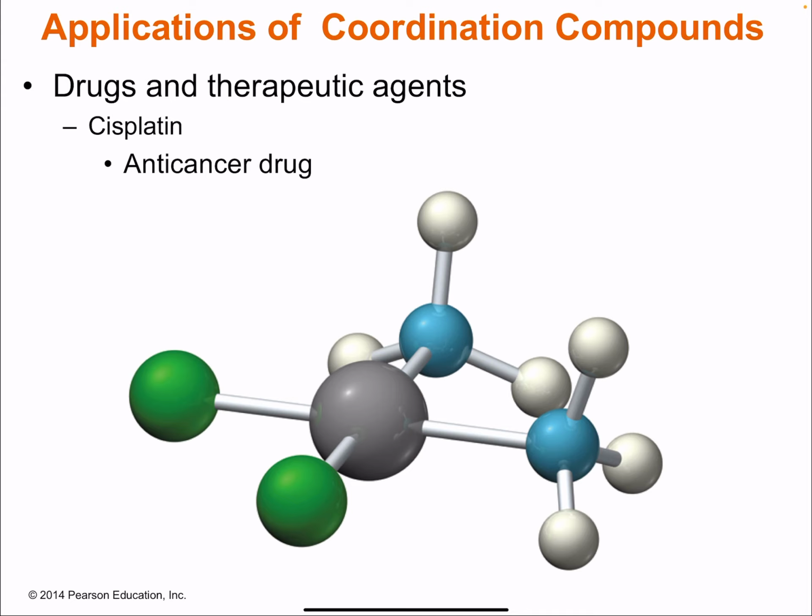I told you about this particular one, this is an anti-cancer drug. It has anti-tumor properties, and it is called cisplatin. Cisplatin is the cis version, where the chlorides are next to each other, and there is an ammonia connected to each of the other sites. It's a square planar complex of platinum.